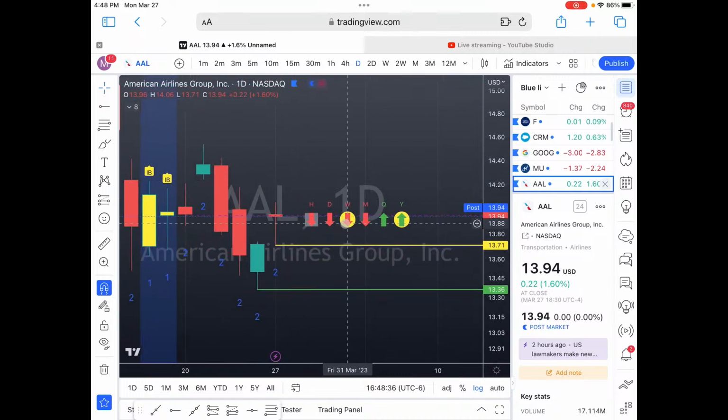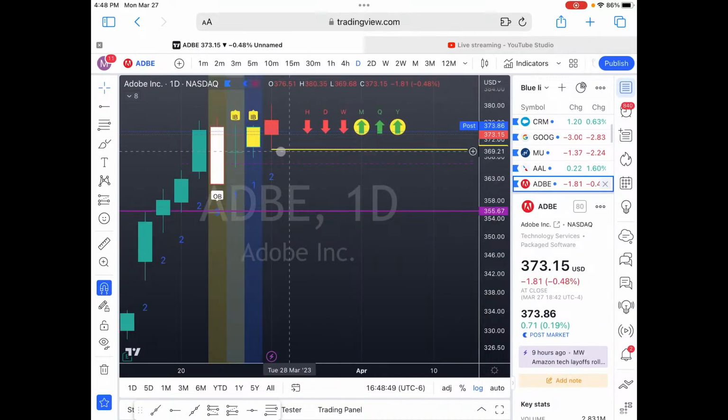So American Airlines has the 2 up red. It's got really good time frame continuity to the downside. So we can look for those puts at 1371 and then the first target at 1336 on American Airlines. We move on to Adobe.